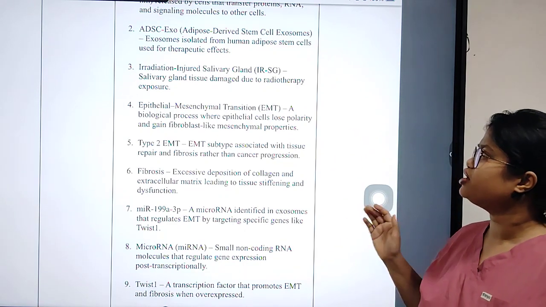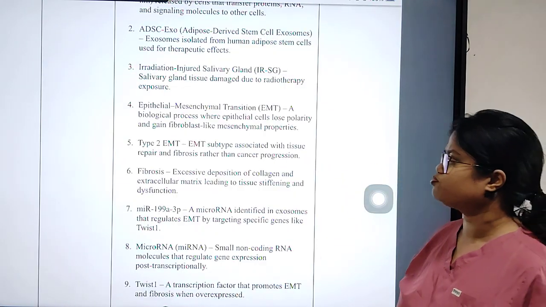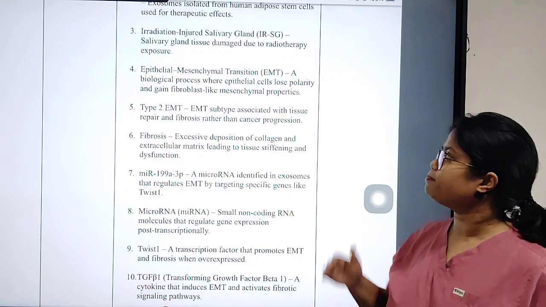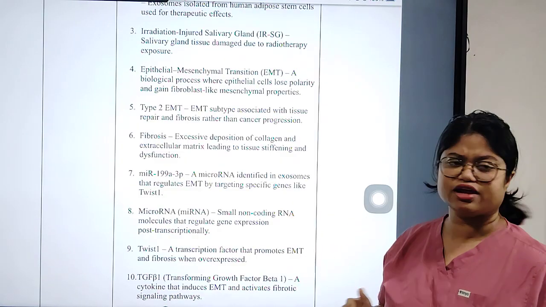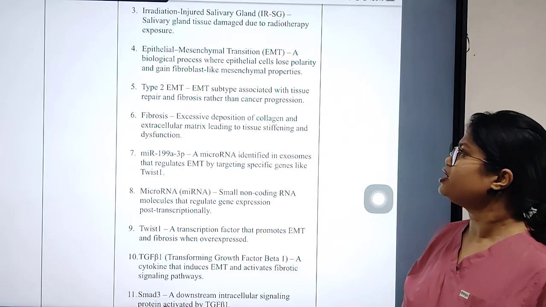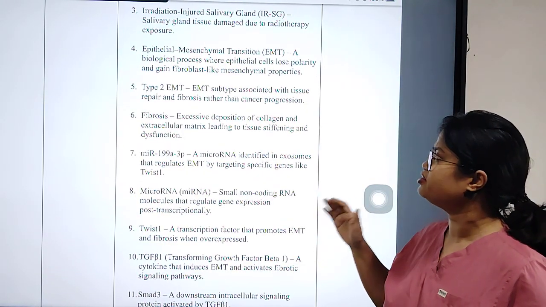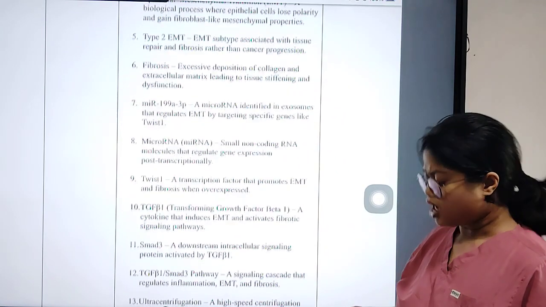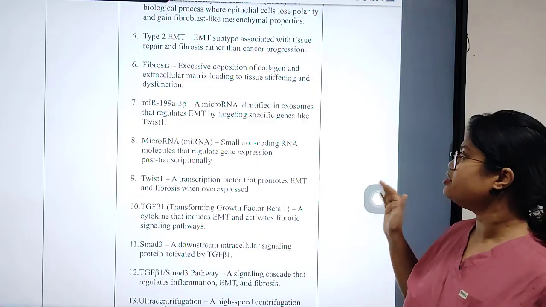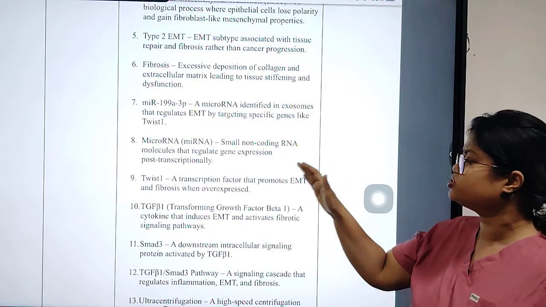Irradiation-induced salivary gland injury: salivary gland tissue damage due to radiotherapy exposure. EMT: the biological process where epithelial cells lose polarity and gain fibroblast-like mesenchymal properties. Type 2 EMT: a subtype of EMT associated with tissue repair and fibrosis rather than cancer progression. miR-199a-3p: a microRNA identified in exosomes that regulates EMT by targeting specific genes like Twist1.